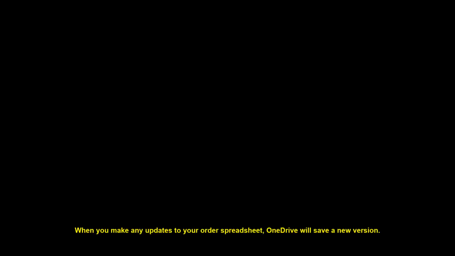When you make any updates to your order spreadsheet, OneDrive will save a new version. To ensure you're using version history effectively, remember to regularly save your changes. You can access the version history at any time to track changes or recover older versions. This simple process helps safeguard your important order data with minimum effort. Now, you've successfully learned how to back up your order spreadsheets using OneDrive version history.